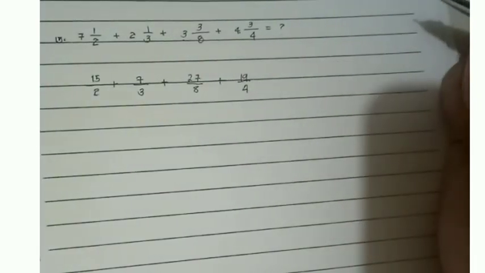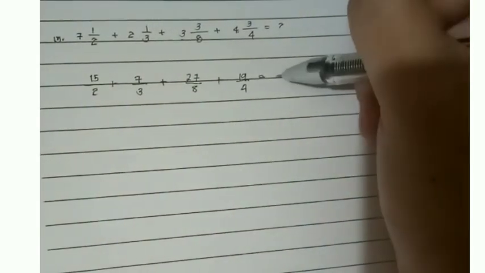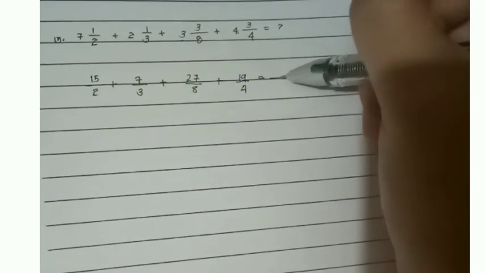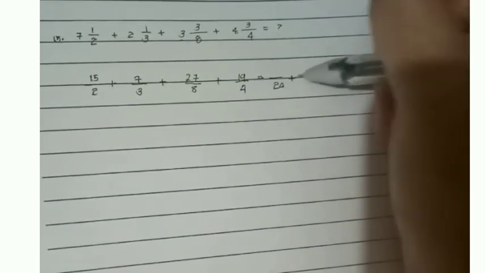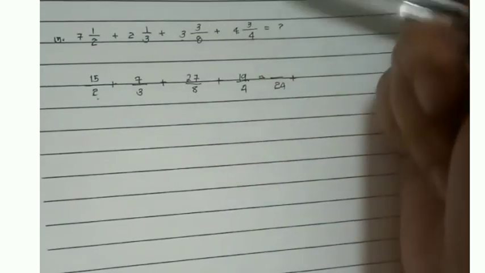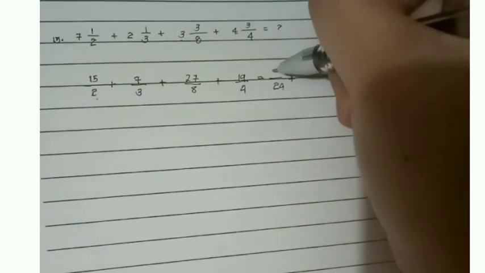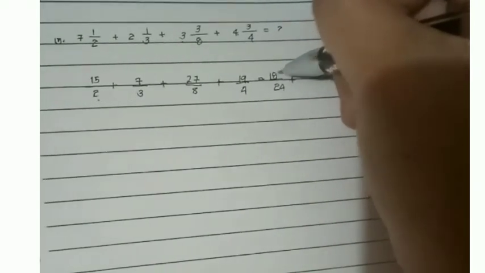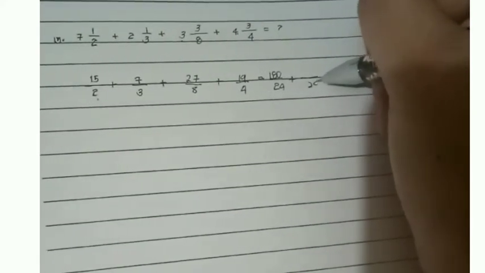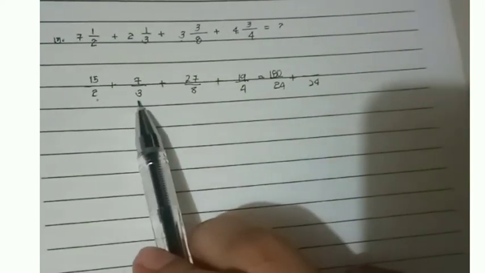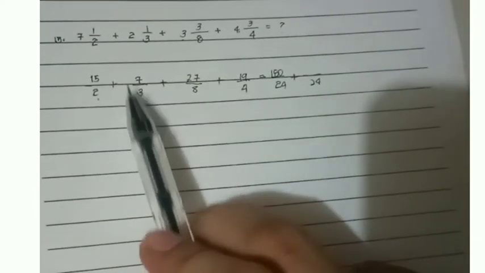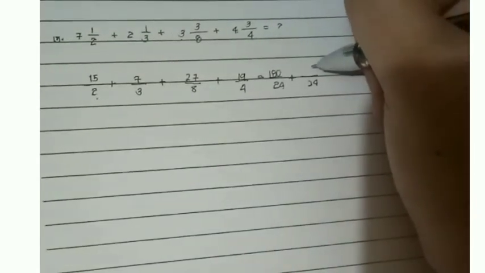Let's get the LCD of 2, 3, 8, and 4. So the LCD is 24. 24 divided by 2 is equal to 12. 12 times 15 is equal to 180. 24 divided by 3 is equal to 8. 8 times 7 is equal to 56.